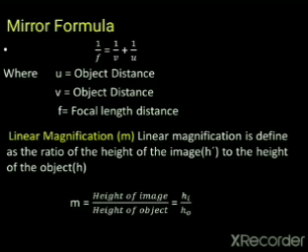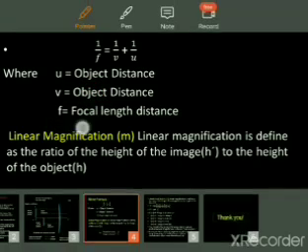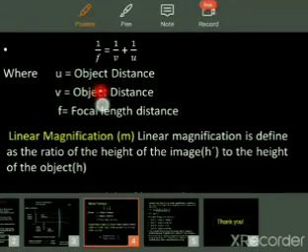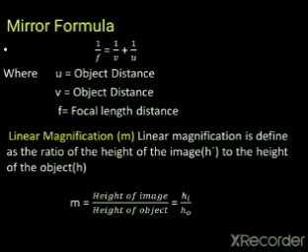Now, how to use the mirror formula? We have a specific formula, that is 1/f = 1/v + 1/u. This is known as the mirror formula, where u is the object distance, v is the image distance. Again, it is written object, it should be image distance, and f is the focal length. Again, correct this statement. v is the image distance, not object distance. So 1/f = 1/v + 1/u.